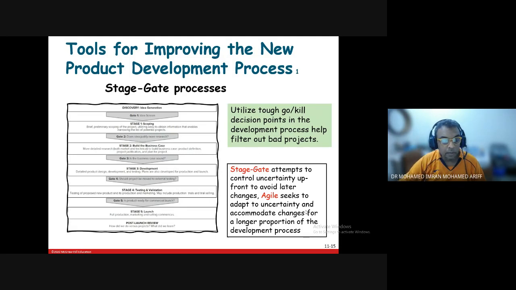All right, now we come into the stage gate process. The stage gate process is almost similar to, but different from, the agile process. The main difference of stage gate is that it attempts to control uncertainty upfront and to avoid later changes. Agile, on the other hand, seeks to adapt to uncertainty and accommodate changes for a longer proportion of the development process.